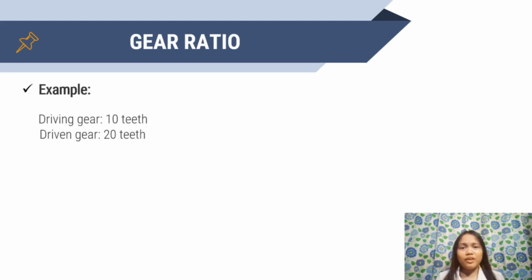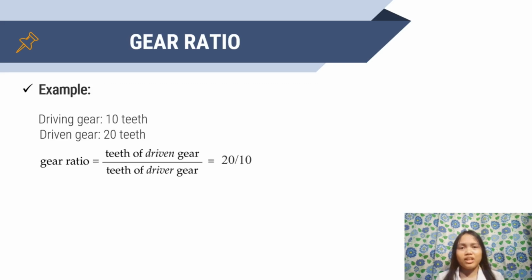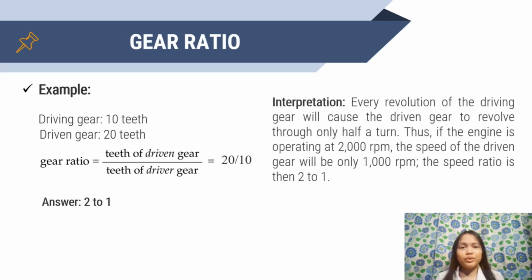For example, the driving gear has 10 teeth while the driven gear has 20 teeth. In order to find the gear ratio, we just need to divide the driven gear by the driving gear. In this case, the answer is 2 to 1. This means that every revolution of the driving gear will cause the driven gear to revolve through only half a turn. Thus, if the engine is operating at 2000 revolutions per minute, the speed of the driven gear will only be 1000 revolutions per minute since the speed ratio is then 2 to 1. This arrangement doubles the torque on the shaft of the driven unit. The speed of the driven unit, however, is only half that of the engine.